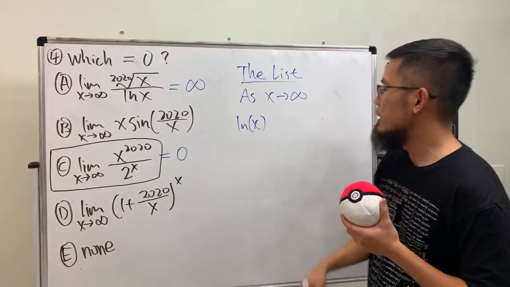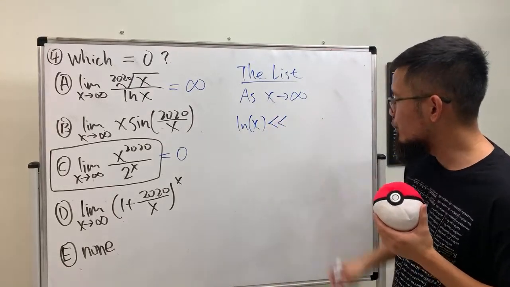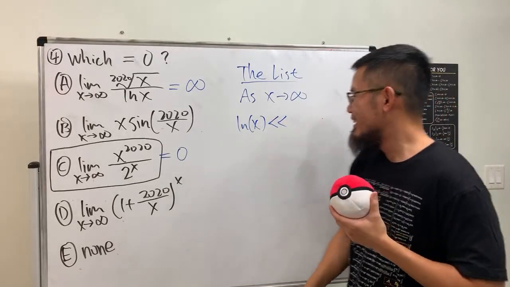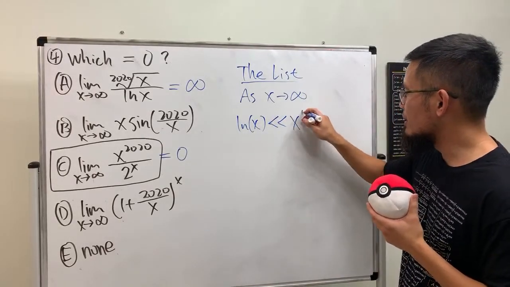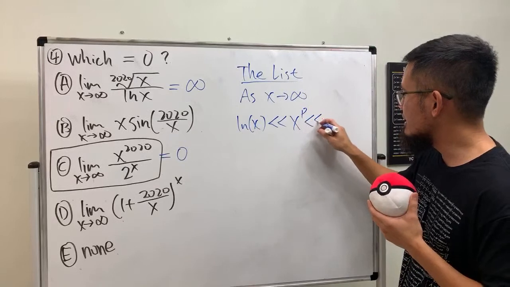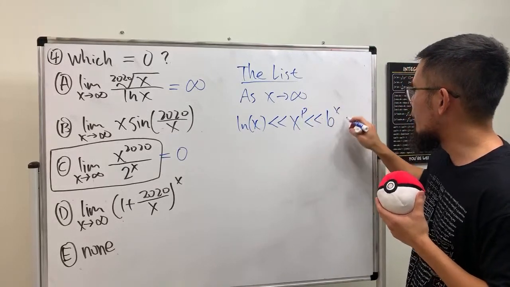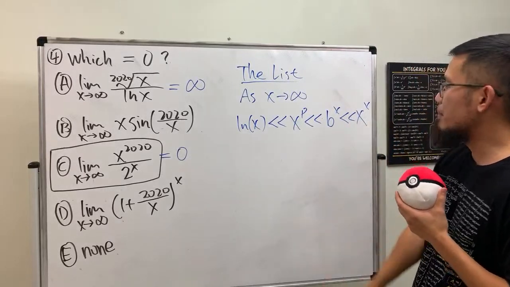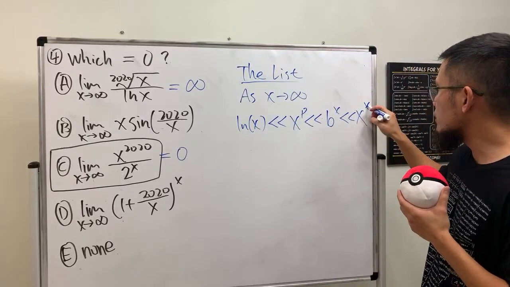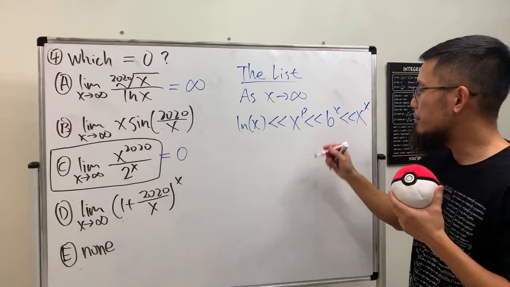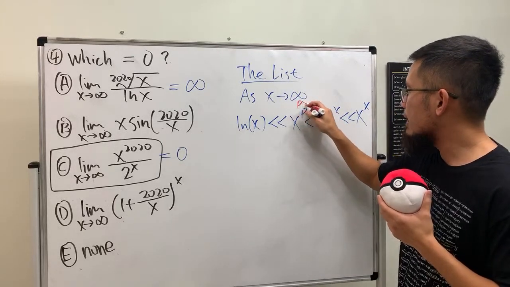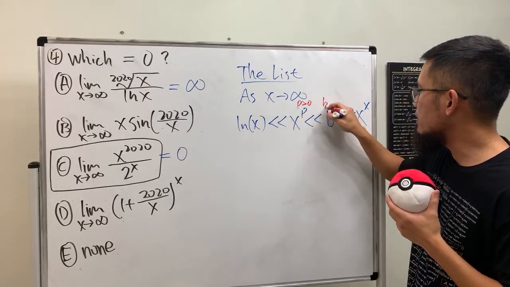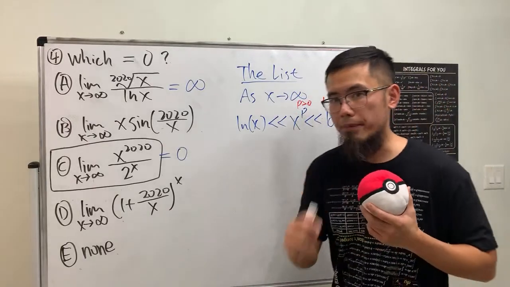How small? It's so small that I'm going to put down 2 less than symbols. Smaller than what? x to the p power, and then this is smaller than b to the x power, and this is smaller than x to the x power. And of course, we do have some conditions. Remember that for the p, it has to be greater than 0, and for the b, it has to be greater than 1.